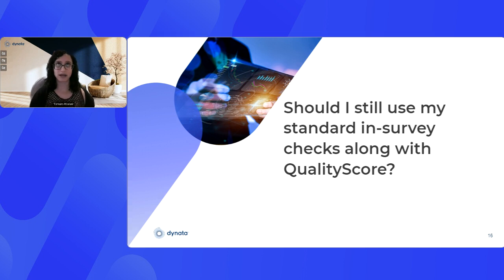And so as fraud becomes more sophisticated, so too should the checks and ways that we combat fraud become more sophisticated. With all that said, you don't need to duplicate speeding and straight lining checks, but you can, of course, still add different checks that are tailored to your survey. So, you can still use a well-written trap question for a B2B survey, because that's not incorporated into QualityScore. And Tom can also speak to how these more tailored checks can be used in tandem with QualityScore.